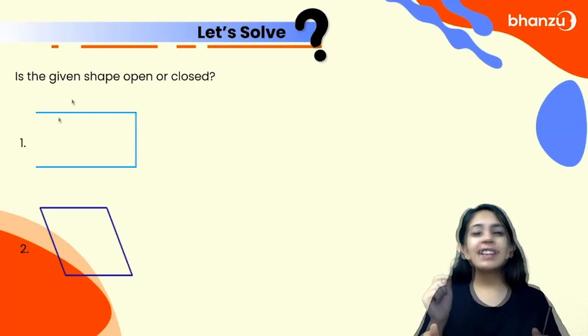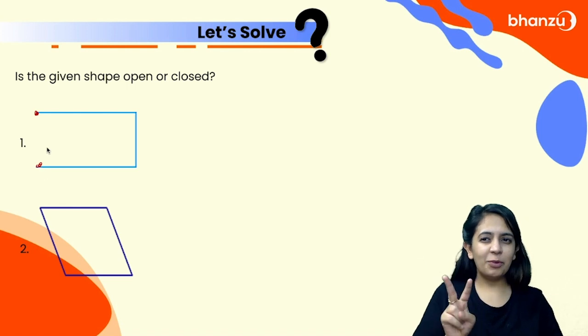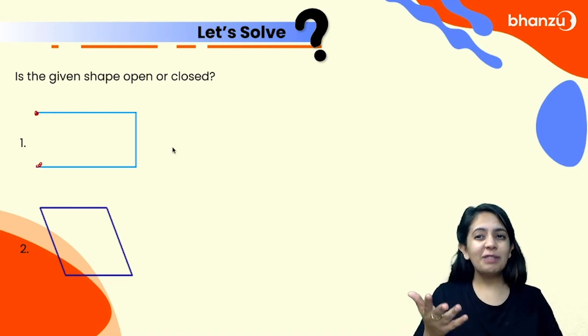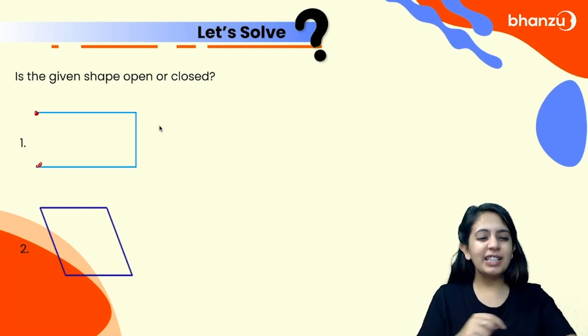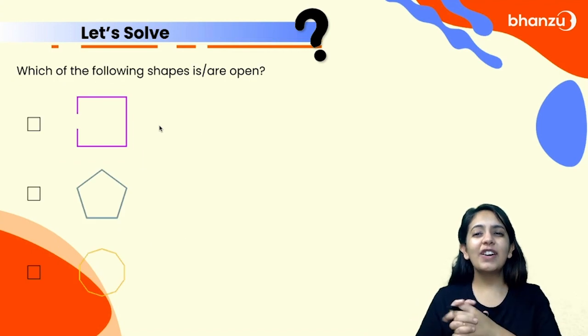Quite easy, right? So tell me, is the given shape open or closed? In the first one, we can observe two unconnected endpoints, but in the second one, there is not even a single unconnected point. So, which one is open, which one is closed? Absolutely, the first one is an open shape, but the second one is a closed shape. Amazing. Moving on to the next question.